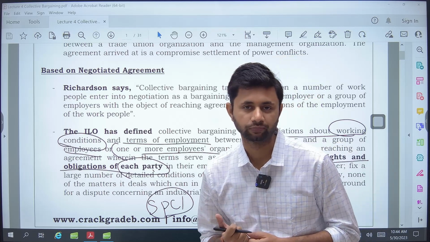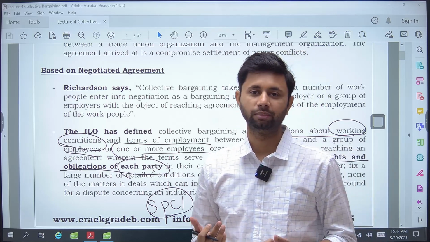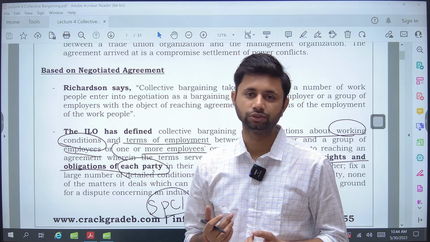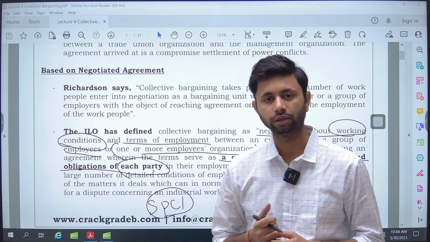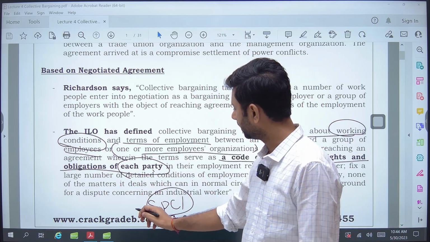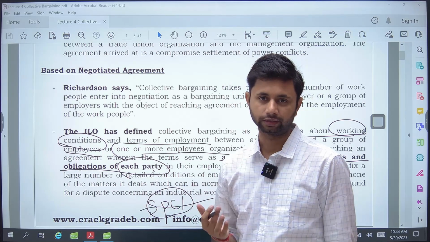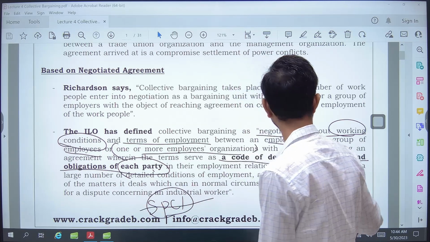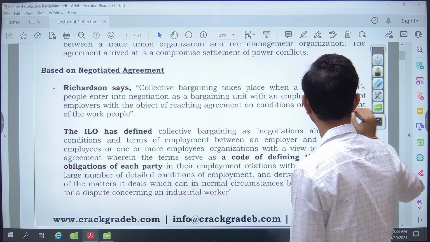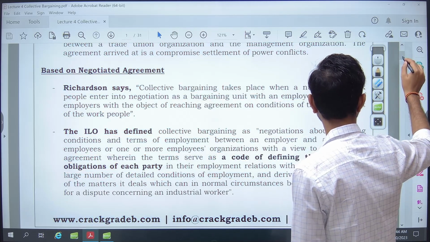Trade unions cannot just go and do a strike. Management cannot unilaterally increase or reduce the wages of workers. Okay, everything has a procedure through which these parties act. Now let's go to the next thing.